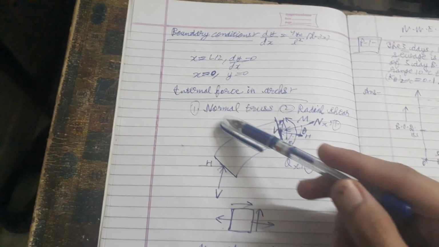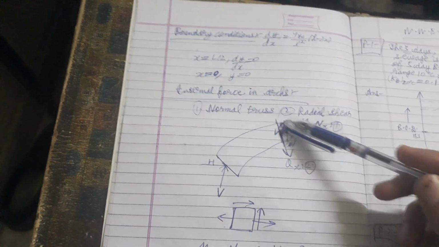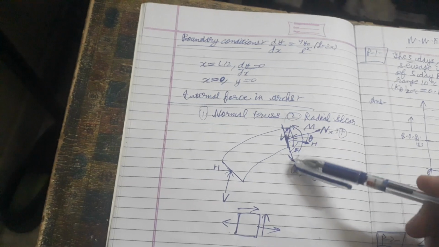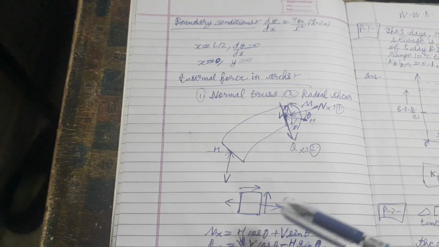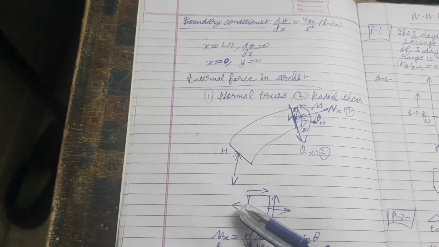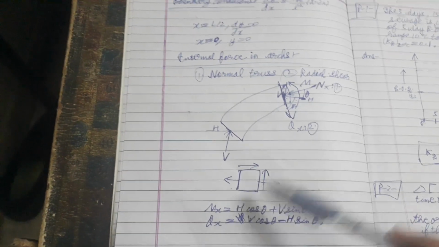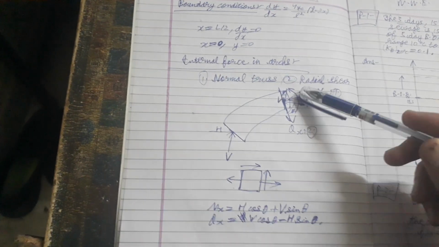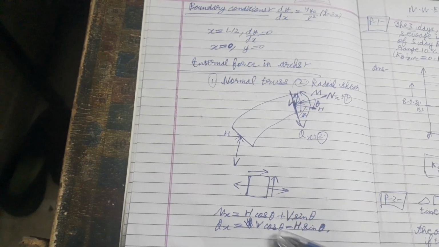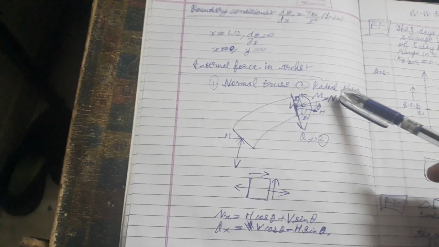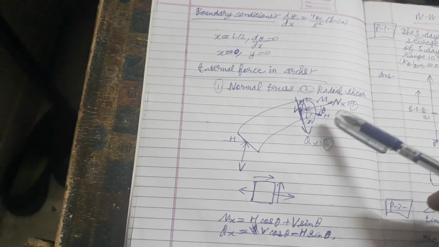Internal forces in an arch: normal thrust, radial shear. This is Nx, this is M, this is theta, this is H, this is Qx. This can be the normal thrust, this can be the radial shear. Nx is equal to H cos theta plus V sin theta. Qx is equal to V cos theta minus H sin theta.